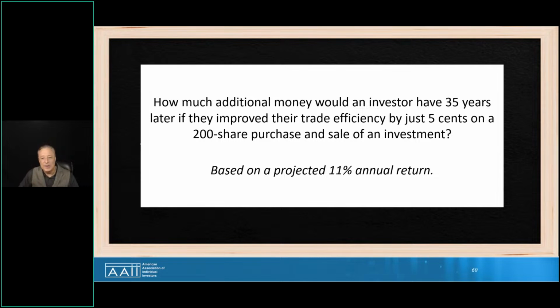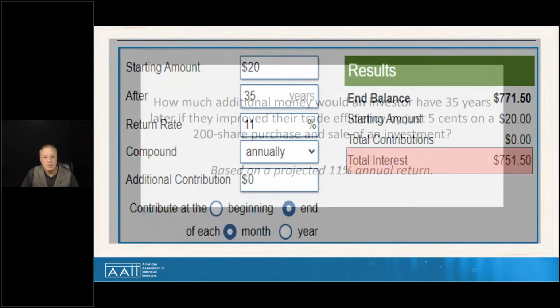And this is not a quiz. How much do you think saving only 5 cents on a buy execution on 200 shares of a stock would improve your financial situation down the road? For this example, we'll say only 35 years out at an 11% annual return. Somebody 35, in the middle of their investing and trading years, for retirement at age 70. What do we think? How much? 5 cents on 200 shares.